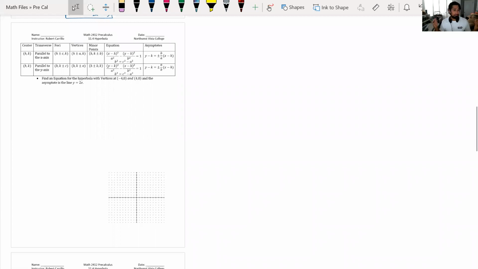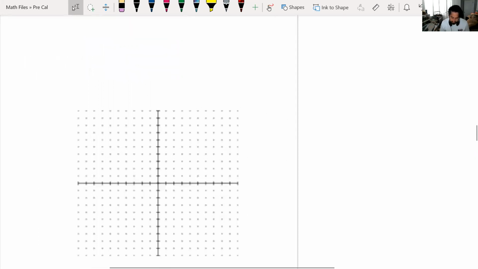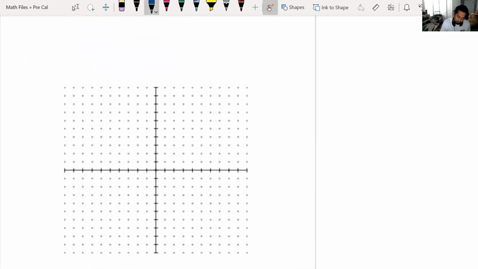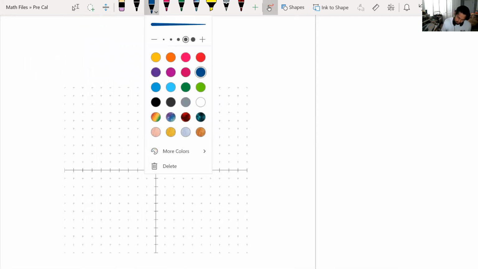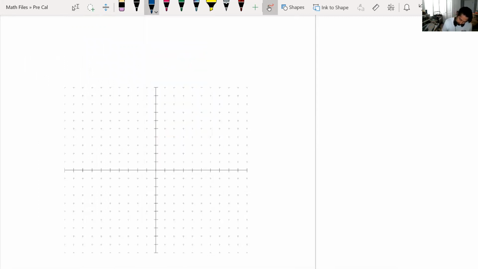So once again, work with all the information it gives you, plot everything, let's do it. So vertices given are negative 4, 0, and 4, 0. So let's plot that. Negative 4, 0, and 4, 0.